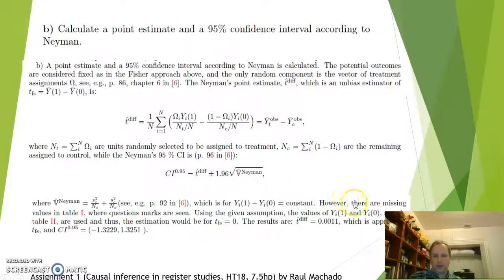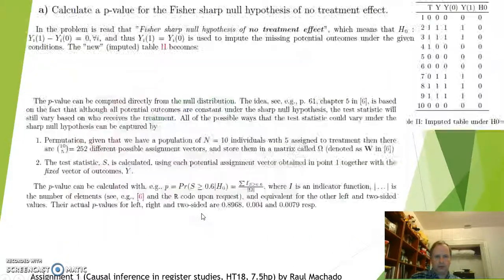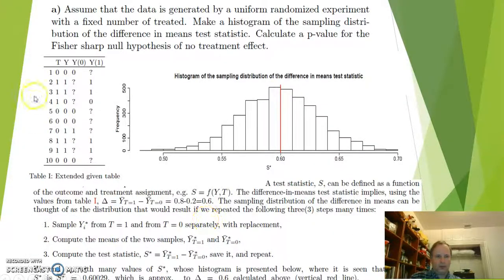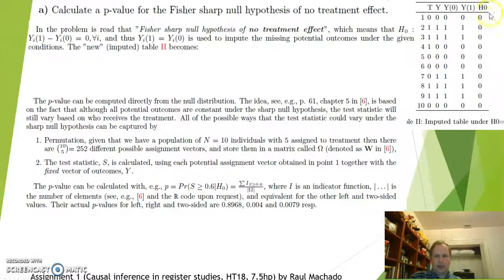However, let me point out that there are missing values in Table 1 where the question marks are seen. Sorry, let me go back and show the first table. You see the missing values here. So I have to do this using the assumption that the missing values are imputed so the difference is 0. Okay, the sharp null.